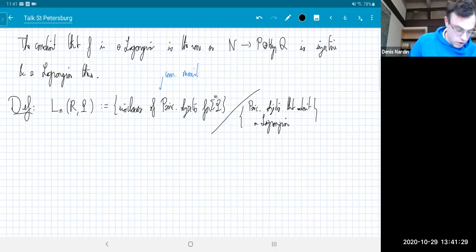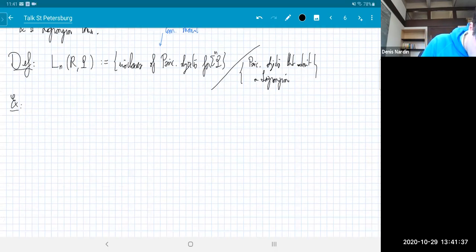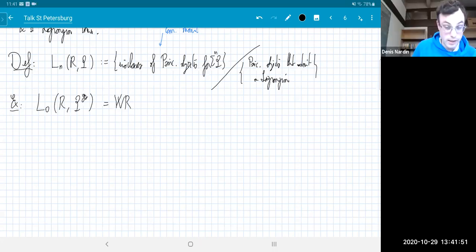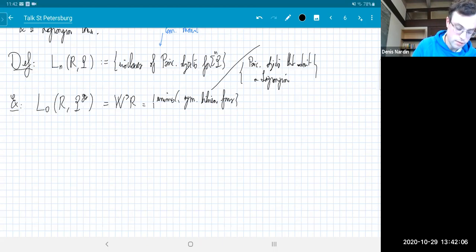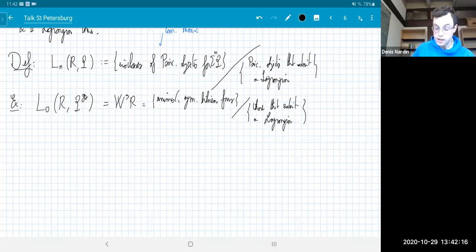So let me just give you an example. L0 of genuine symmetric is the classical Witt group. That is the monoid of non-degenerate symmetric bilinear forms, the classical solid symmetric Witt group, modulo those that admit a Lagrangian. So unimodular symmetric bilinear forms, modulo those that admit a Lagrangian. And that's, I believe, Witt's original definition, although it was generalized much by Knebusch.